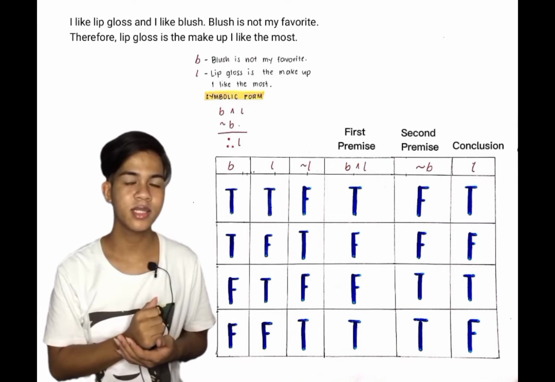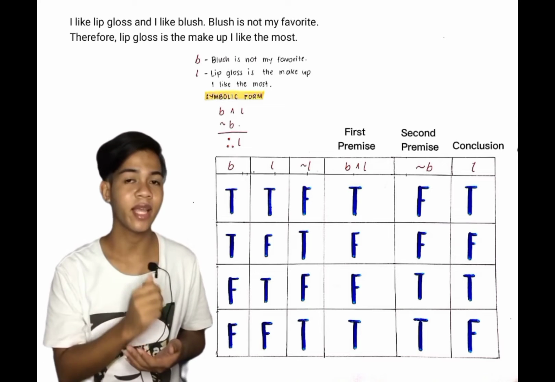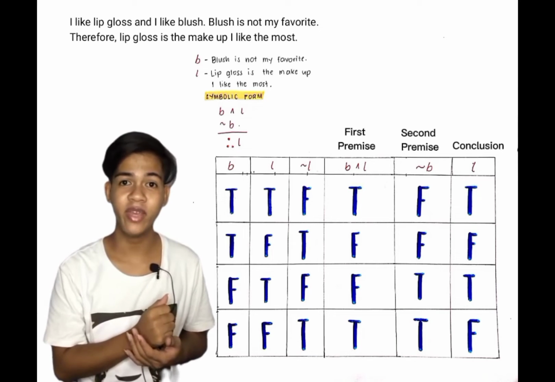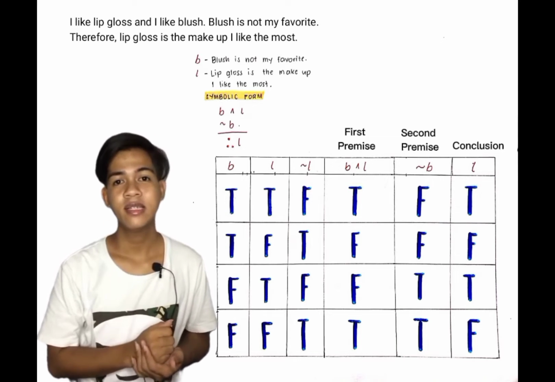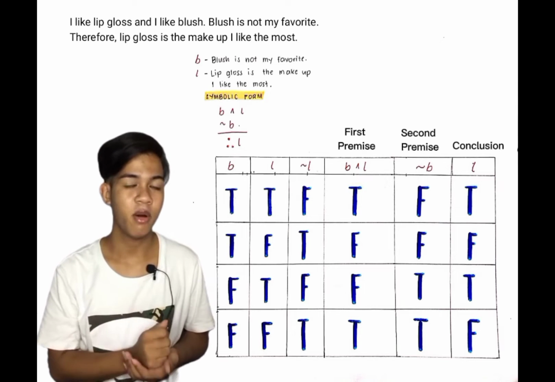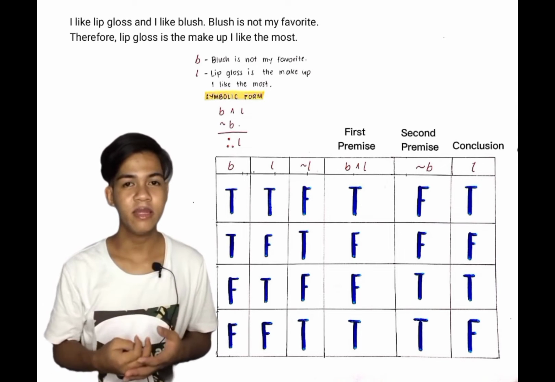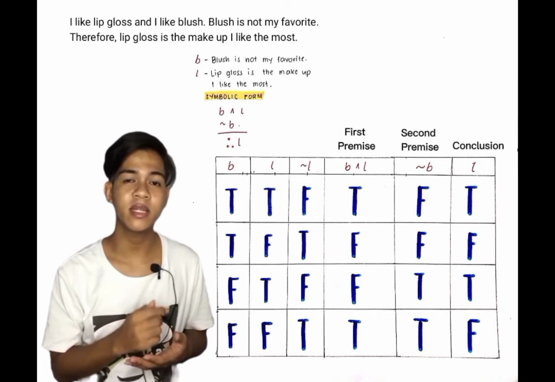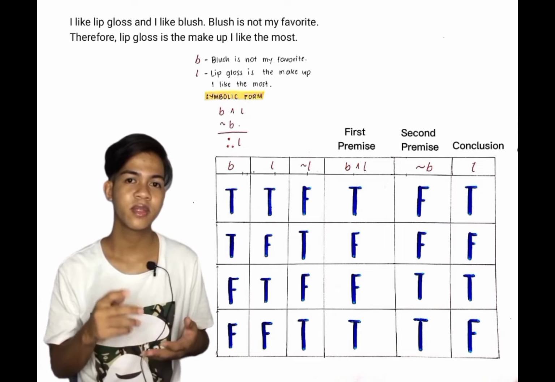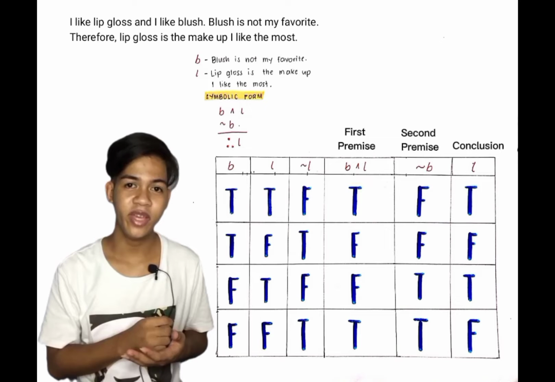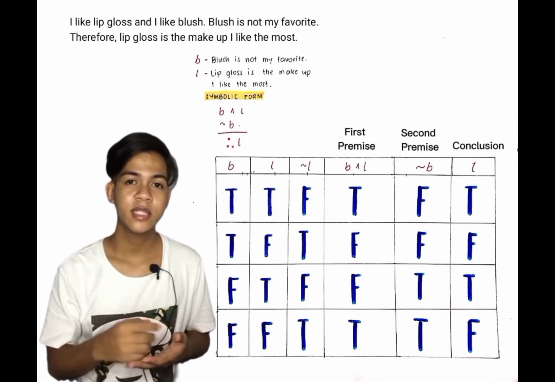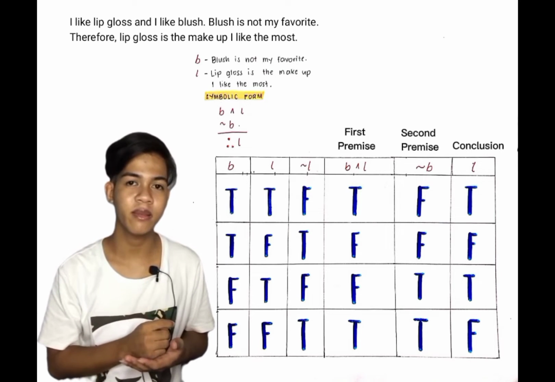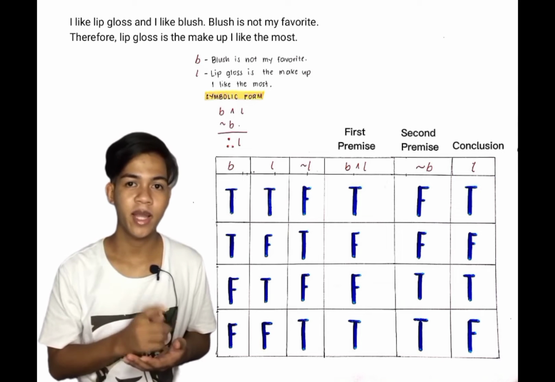The statement was, I like lip gloss and I like blush. Blush is not my favorite. Therefore, lip gloss is the makeup I like the most. In this argument, the small letter B represents the statement, blush is not my favorite. On the other hand, the small letter L represents the statement, lip gloss is the makeup I like the most.